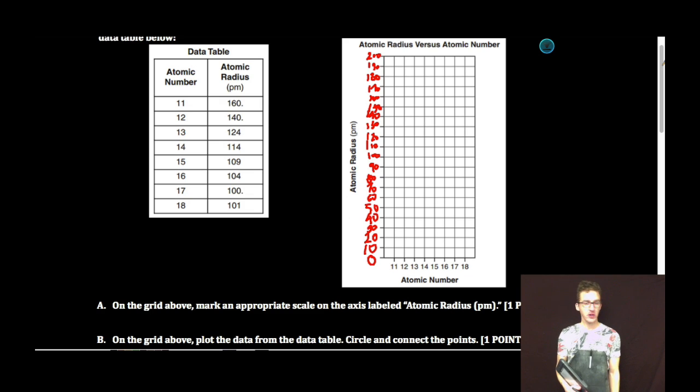Part B. On the grid above, plot the data from the data table. Circle and connect the points. Easy. 11, 160. 12, 140. 13, 124. 14, 114. 15, 109. 16, 104. 17, 100. 18, 101.